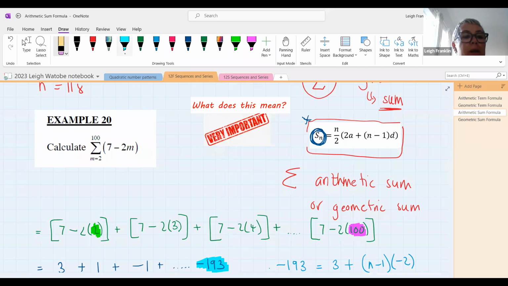Okay, so this question tells us to calculate, and then it uses the sigma symbol, which means the same as summing. So either we can be working with an arithmetic sum or with a geometric sum. When we look at this particular rule, 7 minus 2m, it is an arithmetic rule. There's no exponent in it. So it's not geometric, it's an arithmetic rule. So we know that this is the formula we have to use. We have to use the arithmetic sum rule.